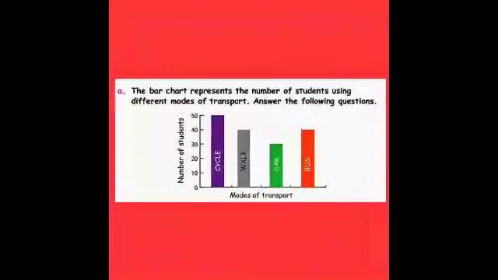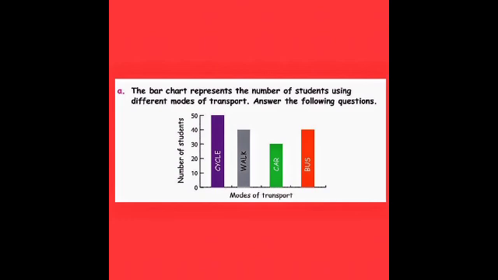Yes, my dears, let's move on to exercise 6.5. The first sum. The bar chart represents the number of students using different modes of transport. Observe and answer the following questions. So, the number of students in the vertical line is 0, 10, 20, 30, 40, 50. The modes of transport is given with the help of the bar graph itself. First one is bicycle, second one is by walk, third one is by car, and fourth one is by bus. Yes, did you understand the picture?